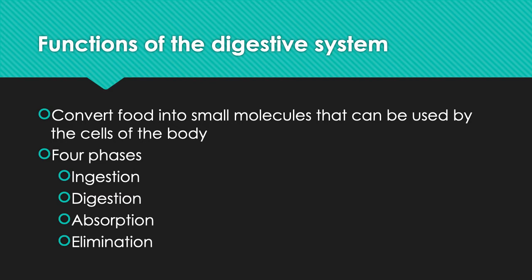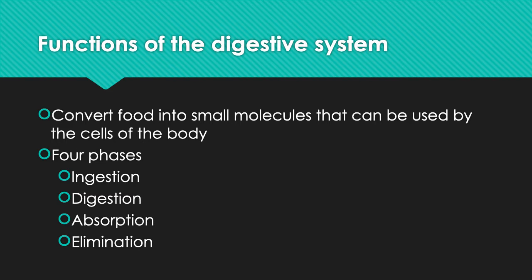So the function of the digestive system is to convert food into small molecules that can be used by the cells of the body. When I say small molecules, if you think back to the first unit that I did, way back when we talked about cells, we talked about 4 small molecules. See if you can think of what those are. If you said proteins, carbohydrates, fats, and nucleic acids, you'd be right. Those are the small molecules that we're going to talk about.